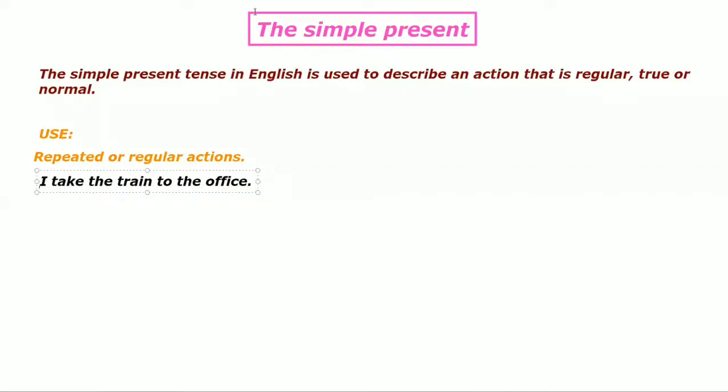So what can you see in here? It's very, very easy. In here, we are using the simple present tense. I take. Why? Because this is something that you do as a regular action. So it's a repeated action. Okay? Great. Let's continue to the second use.